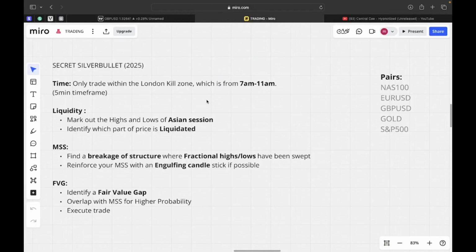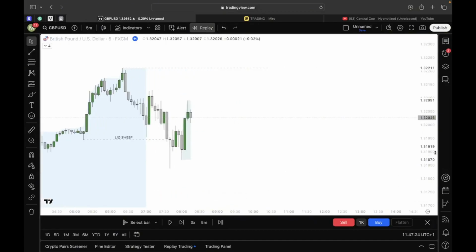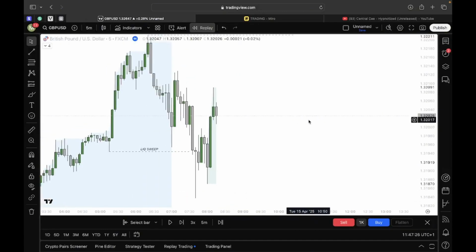From now on, I'm going to be finding a breakage of structure where fractional highs and fractional lows have completely been swept, and then we reinforce our market structure shift with an engulfing candlestick if possible. If I play price forward now, you're going to see a breakage of structure. There we go, we just got a very big breakage of structure right here. Let me zoom into this so you can see better. Now all we need to do is find the market structure shift, identify the fair value gap, and then we'll execute the trade.